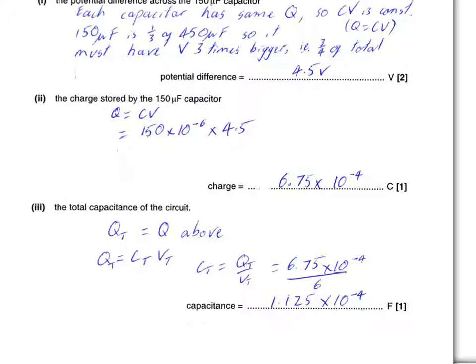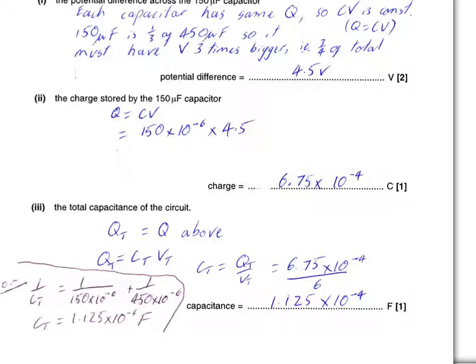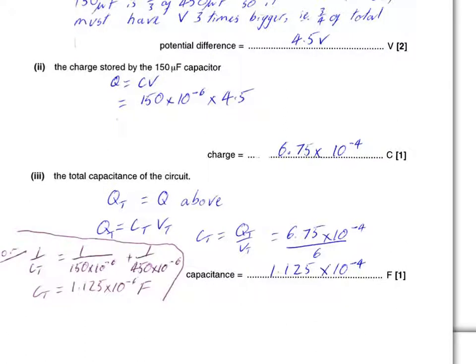Okay, so I said that was one way of doing it, but there is, importantly, another way of doing this. I could start off alternatively simply by working out the total capacitance using the standard capacitors in series formula, that the total capacitance, 1 over the total capacitance, is 1 over 150 plus 1 over 450, both times 10 to the minus 6, gives me that 1.125, that should be times 10 to the minus 4 farads, 125 times 10 to the minus 6.